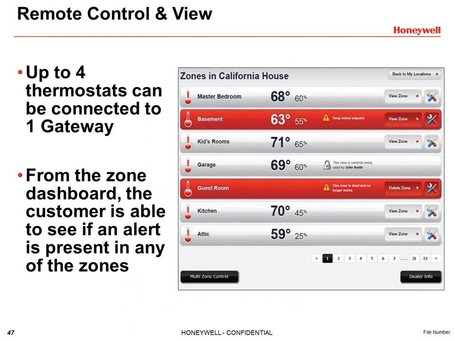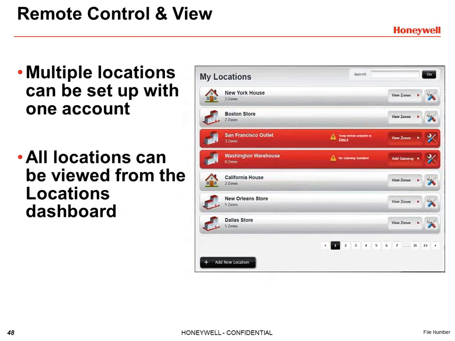One point, you can only have 4 thermostats to one gateway. You can have multiple gateways, but you're only putting 4 thermostats on one gateway. But the nice thing is you can see many more thermostats than that from the dashboard. So you can have 4 gateways with 16 thermostats. You're going to be able to see them all from the same dashboard. So this is showing you multiple locations.